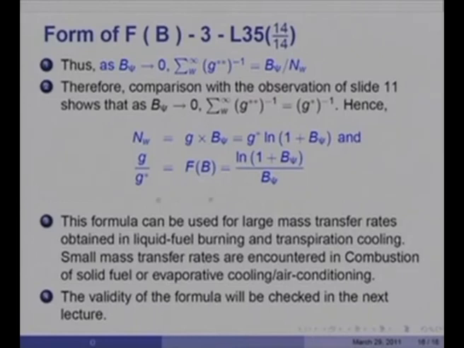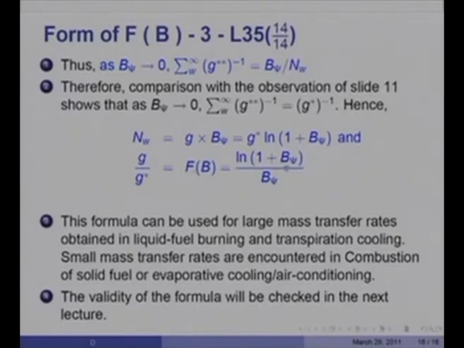So we shall check how good this formula is, using the analytical solutions we have derived so far for laminar flows as well as turbulent flows, so that we can confidently use it at different mass transfer rates. If the mass transfer rate is very, very low, then of course there is no problem, because G by G* will be simply 1, and there is no difficulty. If G by G* is moderate, then of course this formula will work.